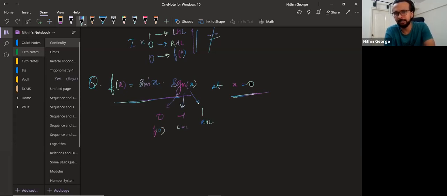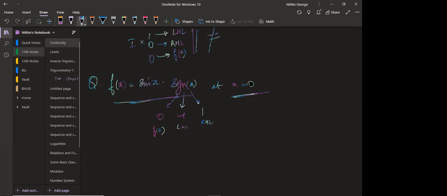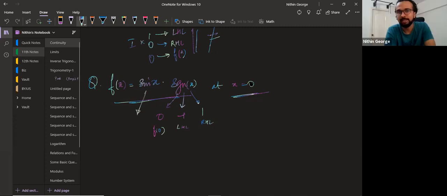Guys, are you getting the same thing here? Yes, sir. So as x tends to 0, sin x will tend to 0. That is what you multiply with either 0, -1, or 1. So whatever you multiply with, you will end up with 0. That is the only reason. This is continuous, because sin x around x equal to 0 will tend to 0. That's the idea.